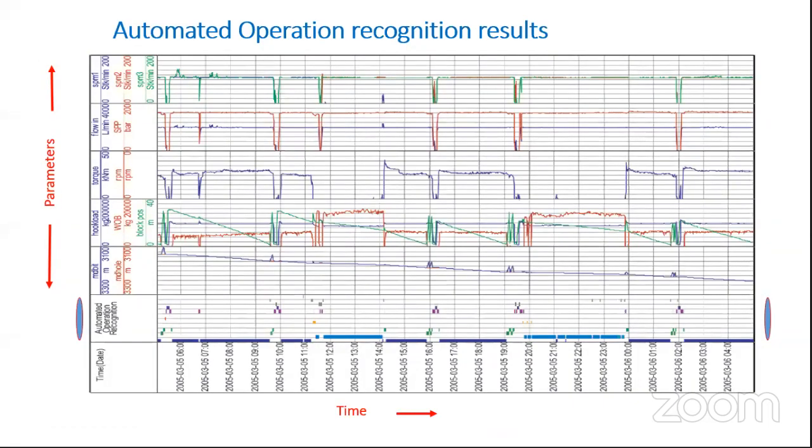Then what these guys did, this is the real example of the Vienna case, is that from here it started, this automated operation recognition system. And I think now many of the mudlogging companies have already implemented this. From the signals, that is from the traces, the system can identify whether it is drilling, whether it is reaming, whether it is just circulation, from the different parameters which are required to call it drilling.